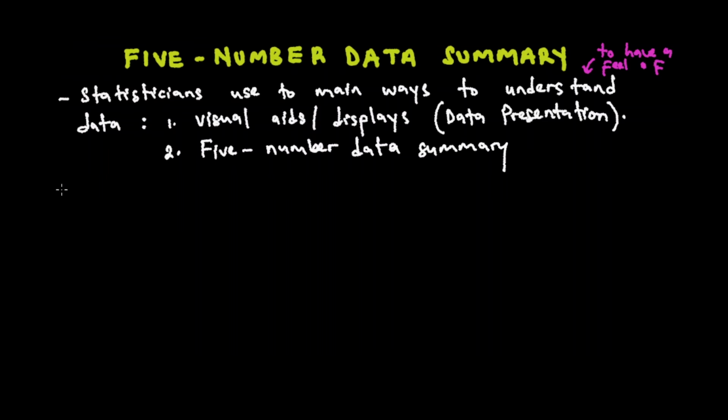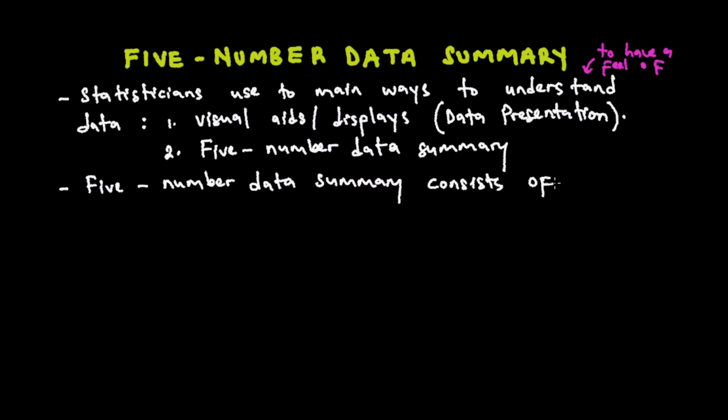So the 5-number data summary consists of: the first number is the minimum value. Correct, in your data set, we are looking for the smallest data value, the smallest number in the data set.